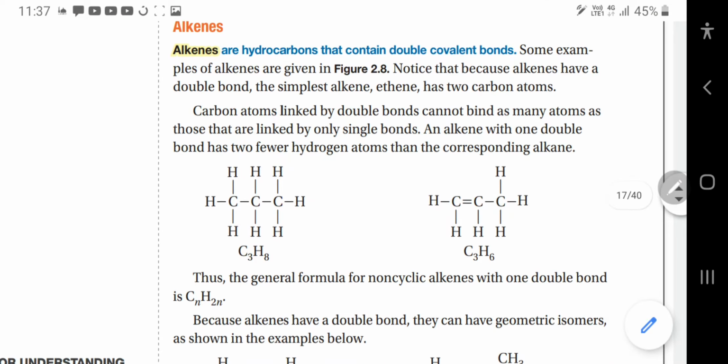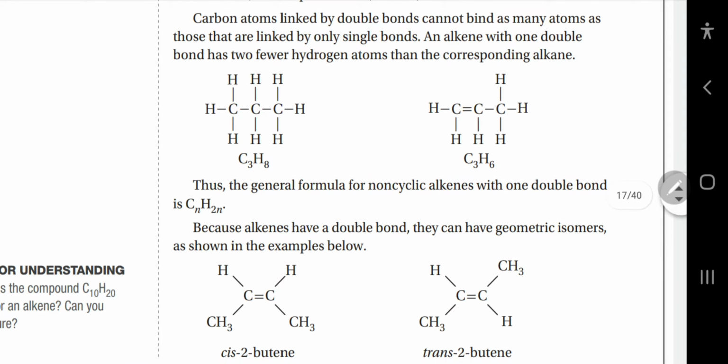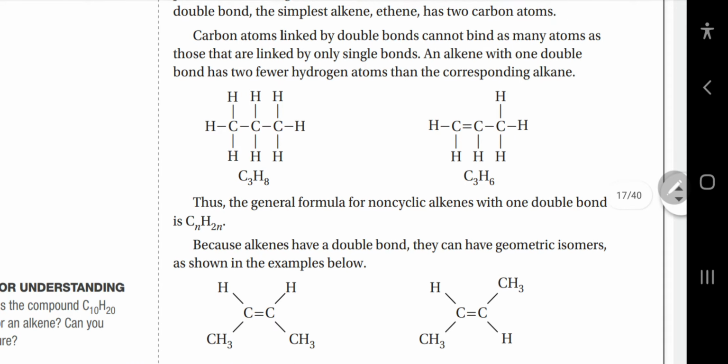For example, here we have 1, 2, 3, 4, 1, 2, 3, 4. We have 4 carbon atoms, so we are talking about but-. We have double bonds, so we are talking about butene. Now, here, as you can see, we have the R group here. This is the alkyl group.